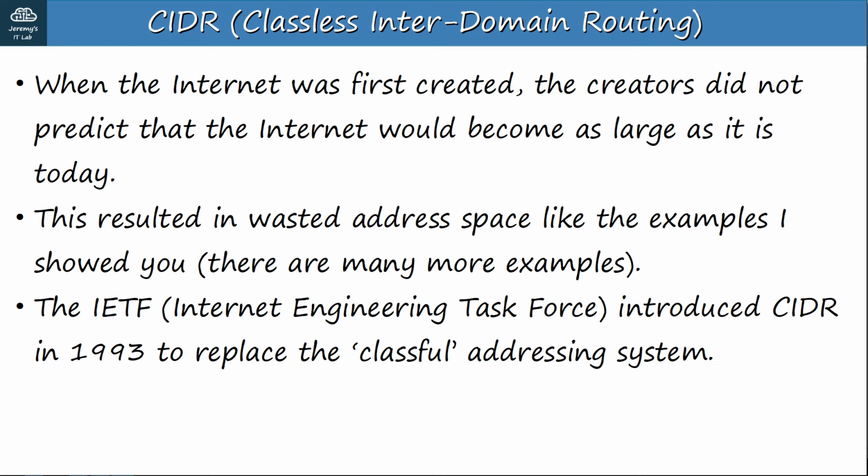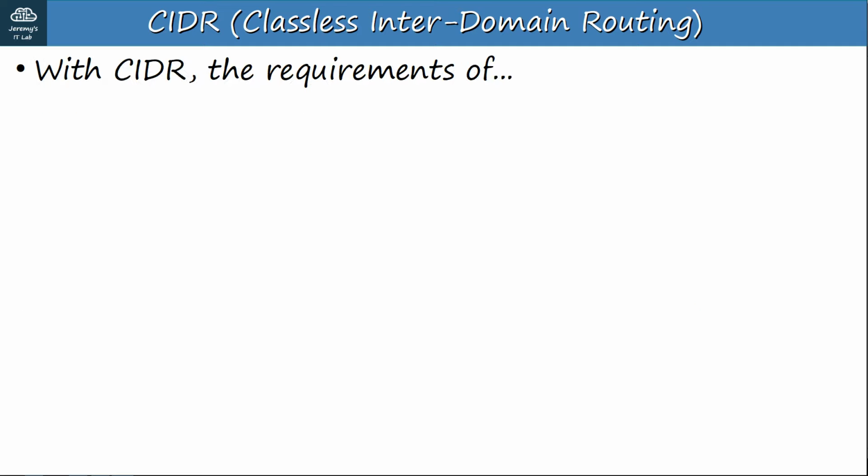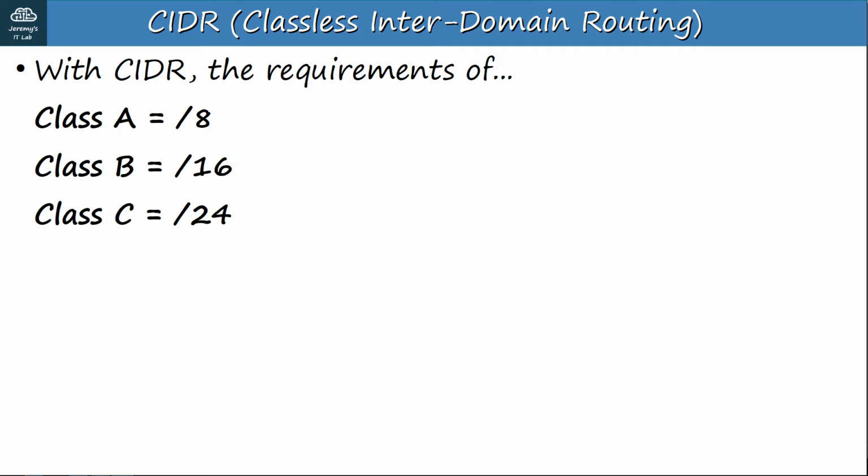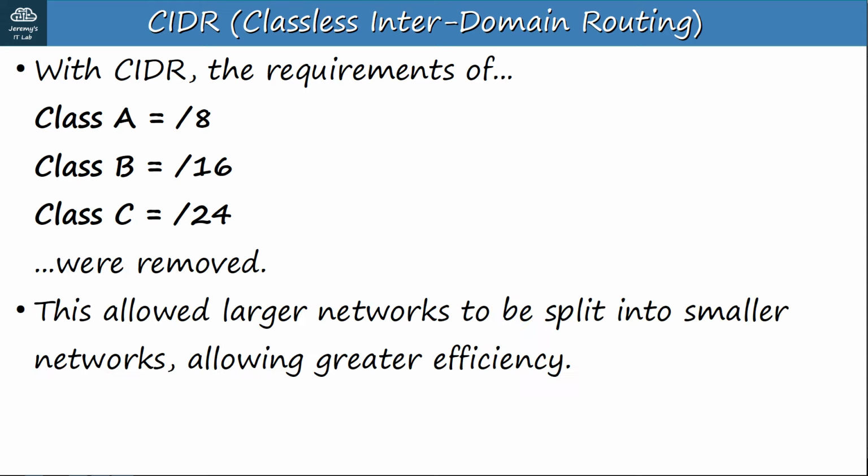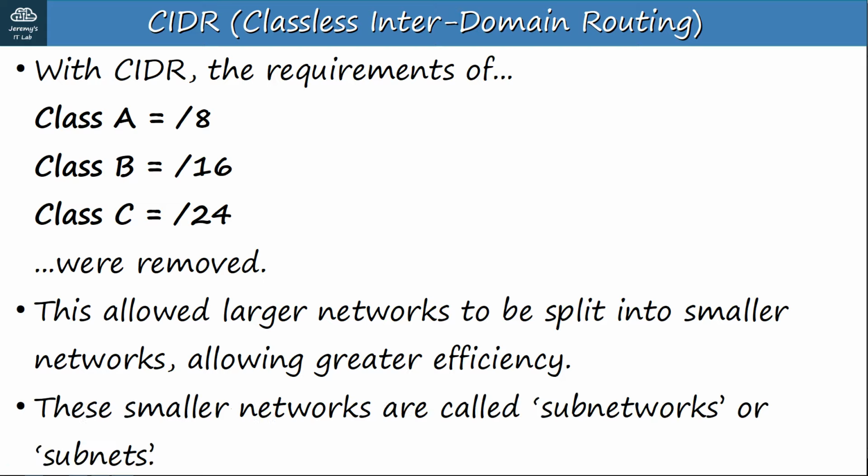The IETF, Internet Engineering Task Force, introduced CIDR in 1993 to replace the classful addressing system. With CIDR, the requirements of Class A addresses must use a /8 network mask, Class B must use /16, and Class C must use /24 were removed. This allowed larger networks to be split into smaller networks, allowing greater efficiency. These smaller networks are called subnetworks, or subnets. Let's look at an example of splitting a larger network into a smaller network so you can see how it works.